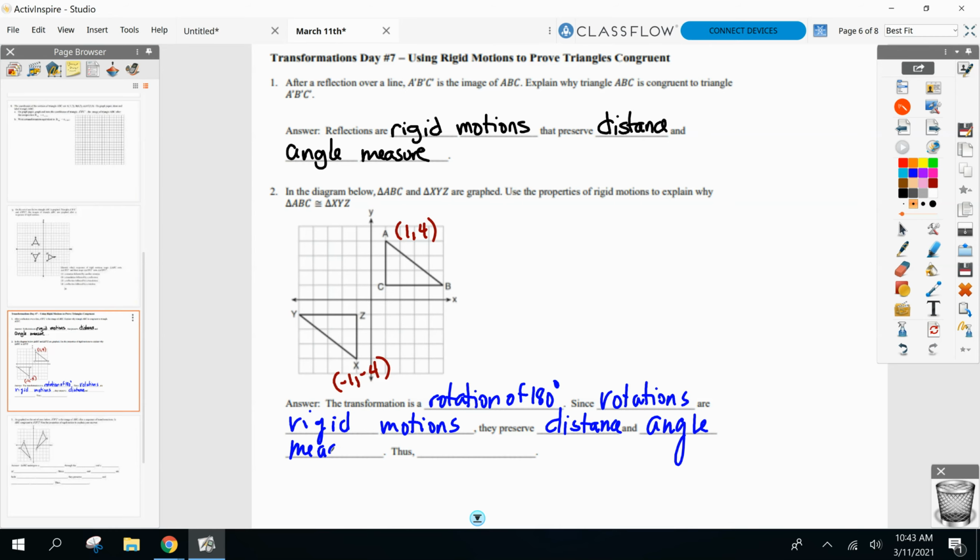And I do need a little concluding statement here. Thus, in conclusion, henceforth. Different words for thus: in conclusion, henceforth, thus. Anybody else want to add in anything? Meaning, therefore. Anything else creative you got? Okay, we'll stick with those. Thus, triangle ABC is congruent to triangle XYZ.